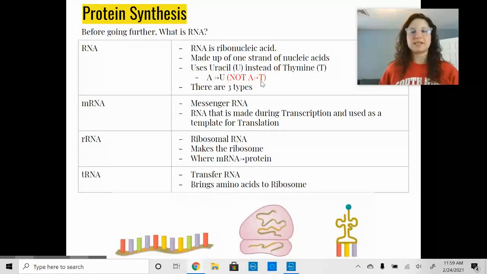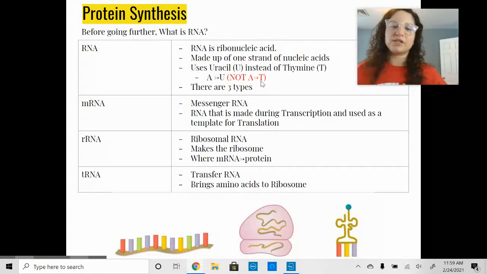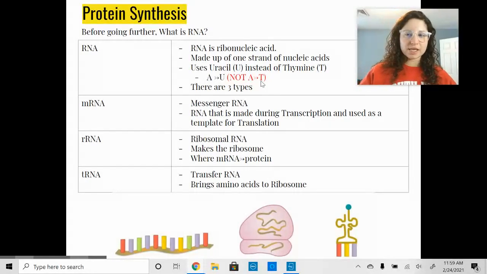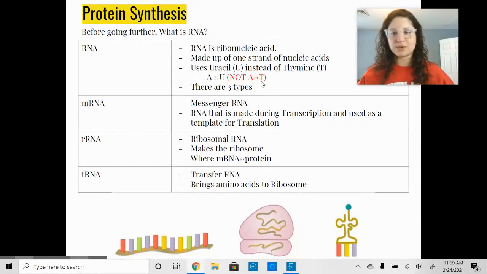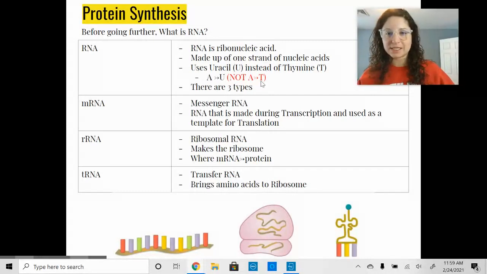So the first type is mRNA, which stands for messenger RNA. Basically, this is the RNA that is made during the transcription process, and then it's used as a template during translation. So it's kind of sending a message from inside the nucleus to outside the nucleus, which is where transcription takes place in the nucleus. Translation takes place in the cytoplasm.